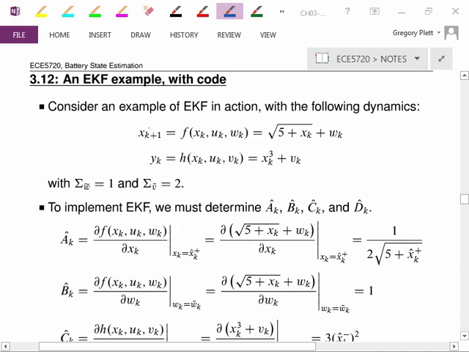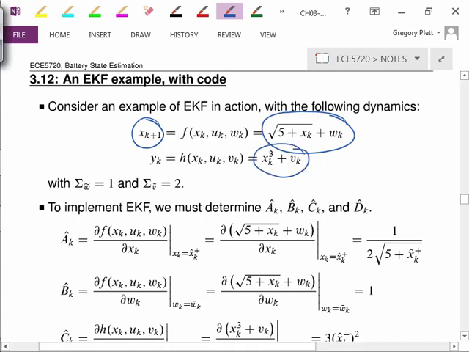Here we are going to define a fairly simple nonlinear system. The new state equals the square root of 5 plus the old state plus some process noise, and the output is computed to be the state cubed plus some sensor noise. For this example, we'll set the process noise covariance to 1 and the sensor noise covariance to 2. We have a scalar state, which makes it a little bit easier to think about and to operate with, and a fairly simple description thereof.